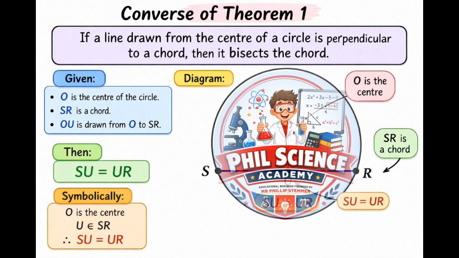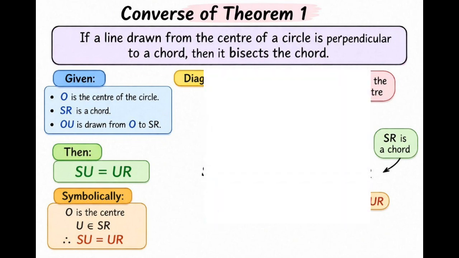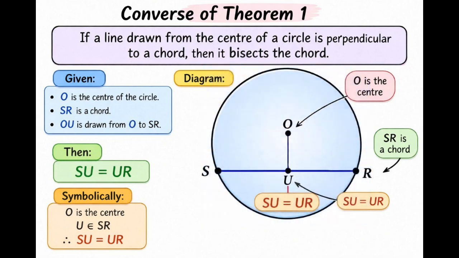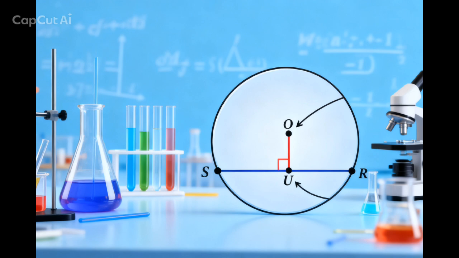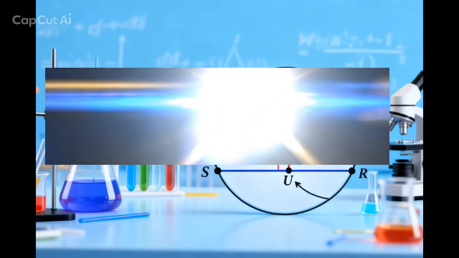Theorem 1 states that a line drawn from the center of a circle to the chord is perpendicular to the chord. We are given that O is the center of a circle, SR is a chord, and OU is drawn from the center, O, to SR. So let's try and prove that this line drawn from the center, OU, actually bisects the chord. Let's prove the converse.